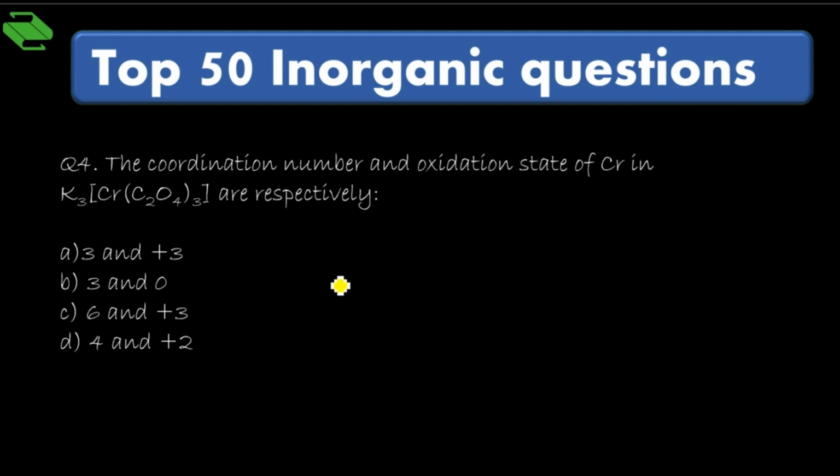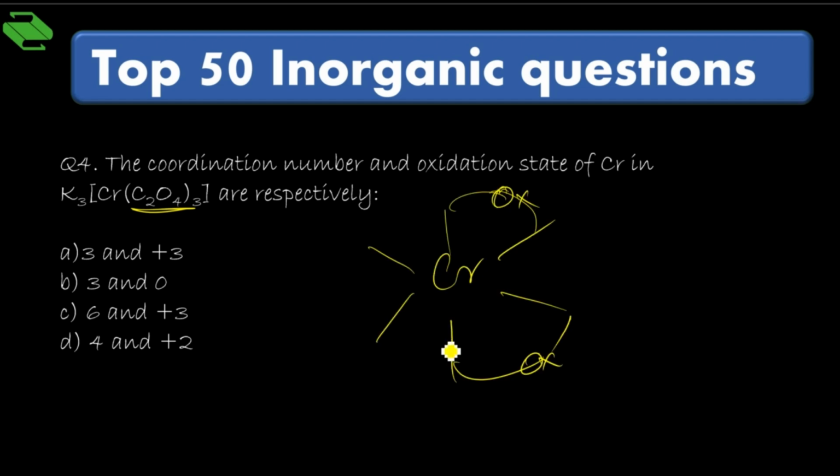The coordination number and the oxidation state of chromium here. So chromium is in oxalato, right? So that is having oxalato, that is a bidentate ligand. And what about the coordination number? That would be 6. So that will tell you the answer. If you want, you can go about with the oxidation state as well. That is 3 plus.